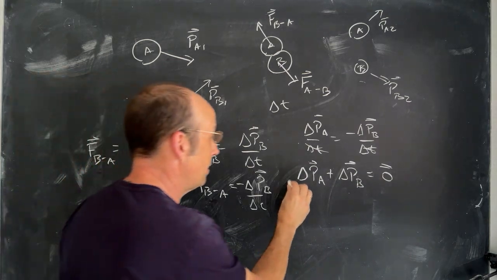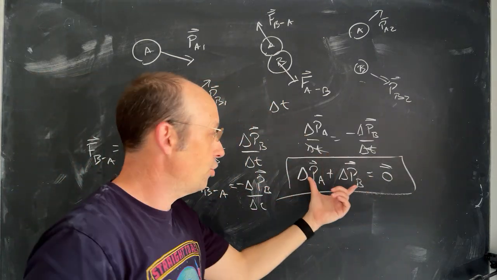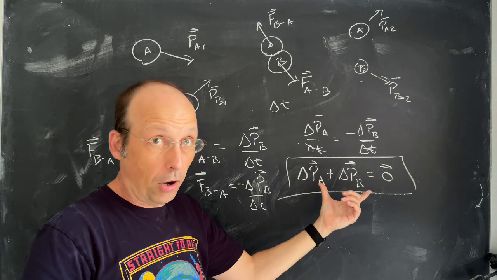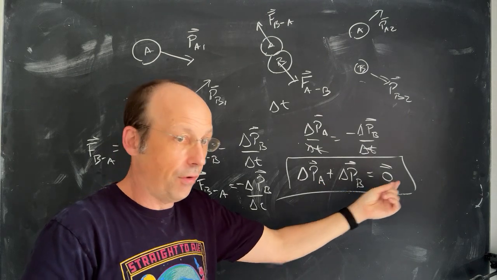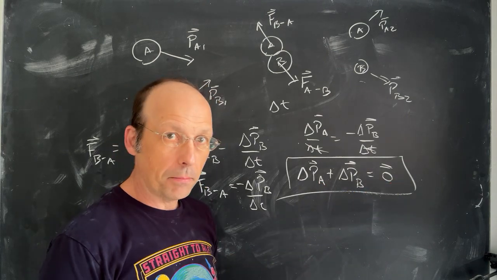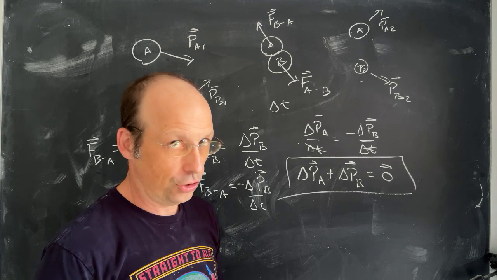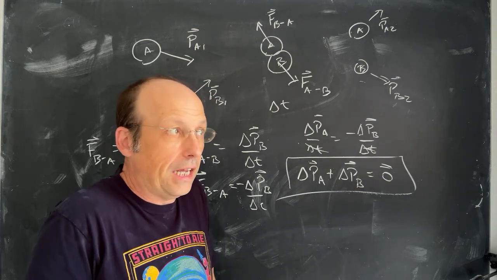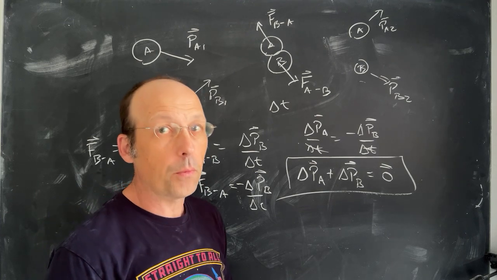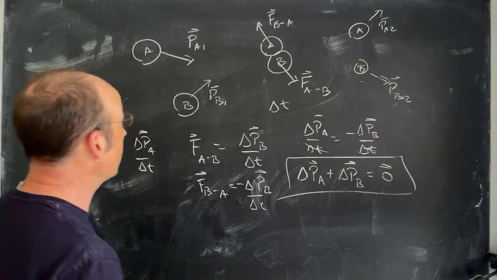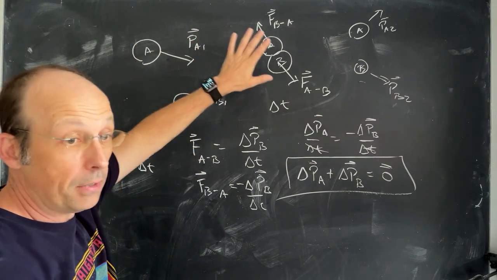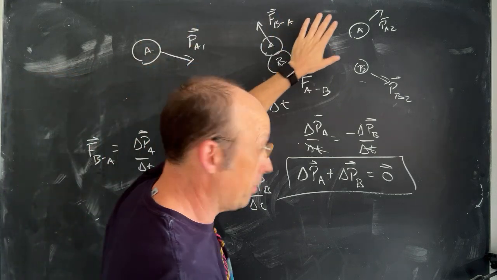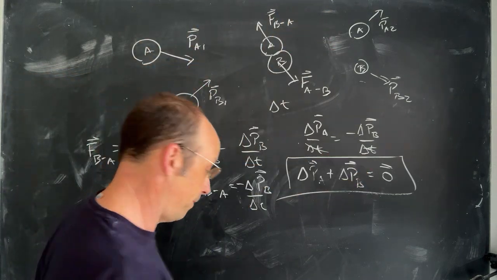This says the change in momentum of the balls added together is 0. Or the change in momentum, the momentum doesn't change because it's 0. The change in momentum has to be 0. Or we could say the momentum is constant. That's one way of looking at it. So in this collision, I can say the momentum before is equal to the momentum afterwards. That's what this says.